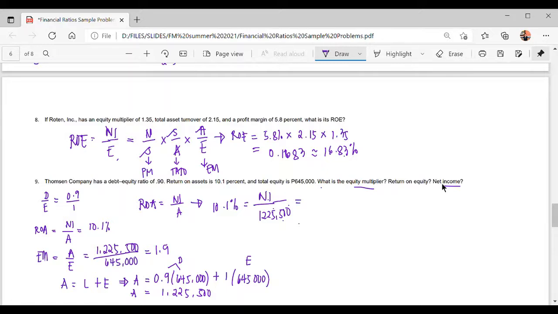So, cross multiply: 1,225,500 times 10.1%. How much is our net income? Net income is 123,775.50. That's correct. So net income is equal to 123,775.50. Okay, that's correct.